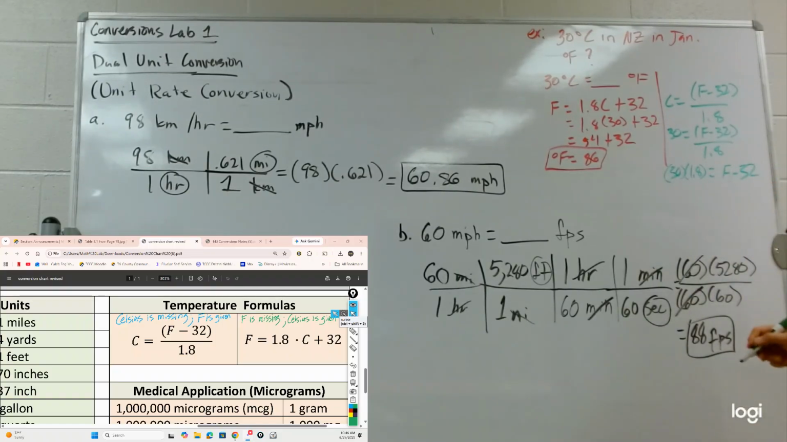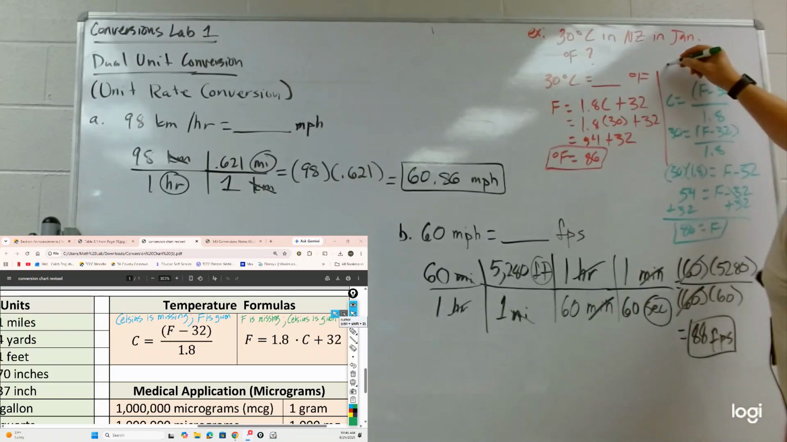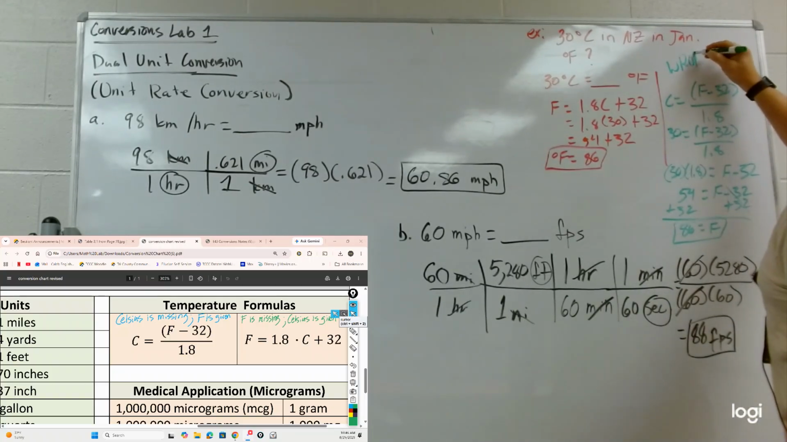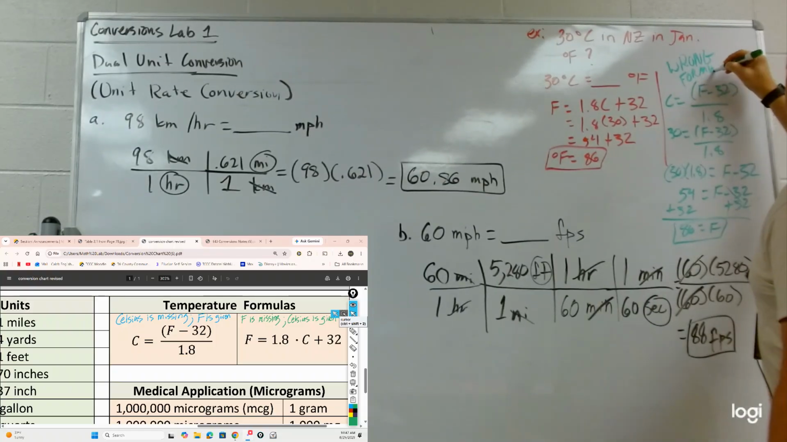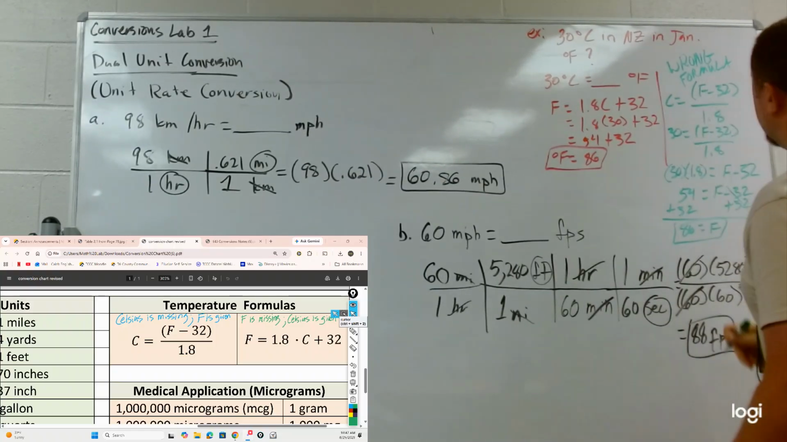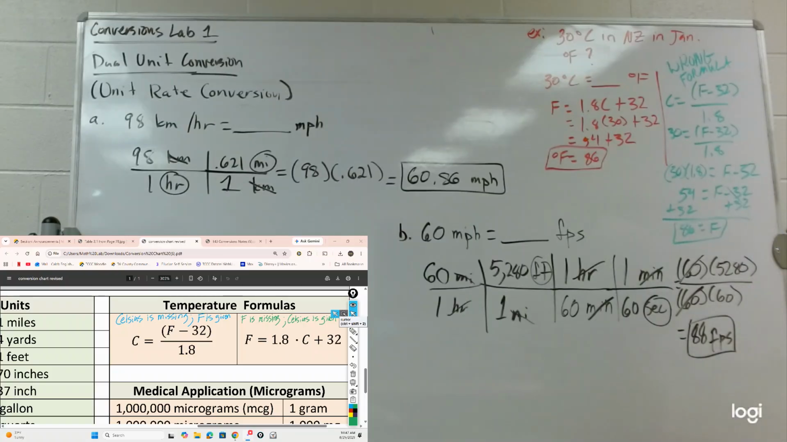All right. So 30 times 1.8, we know that that's 54. 54 equals F minus 32. You're going to have to add 32 to both sides. That cancels. This gives us 86 equals Fahrenheit. Same thing, but look how much longer it took you because you used the wrong formula. So you still were able to get out of it, but look how much more work it took.